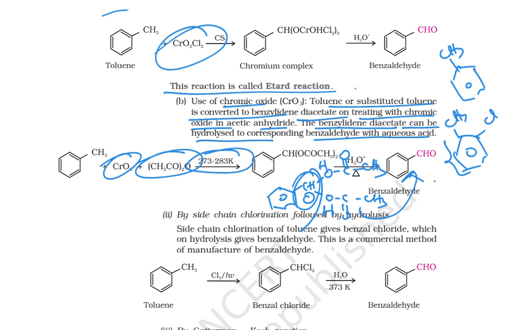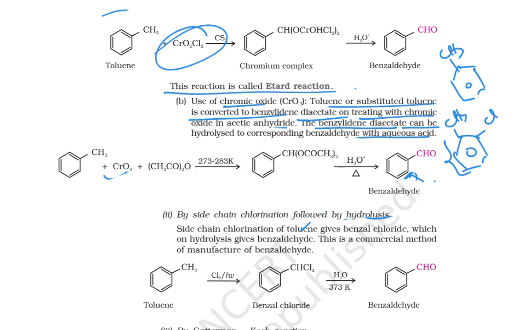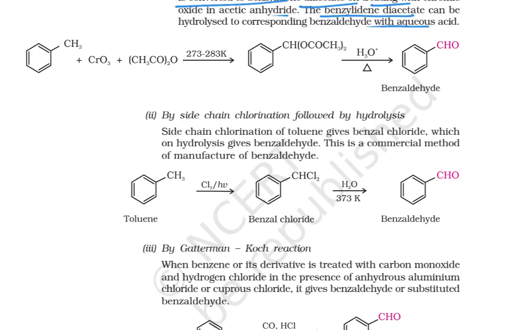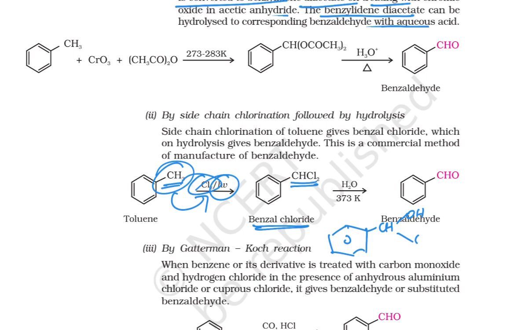Clear? Right. Next reaction, when toluene reacts with chlorine. You know that, right? This is a free radical mechanism. Your toluene undergoes the substitution reaction in the presence of chlorine and sunlight. At that time first one hydrogen gets replaced, after that two hydrogens get replaced by chlorine, so we will get benzal chloride.